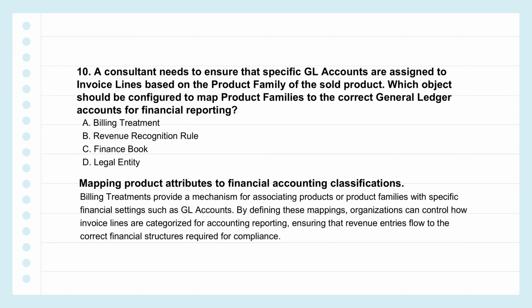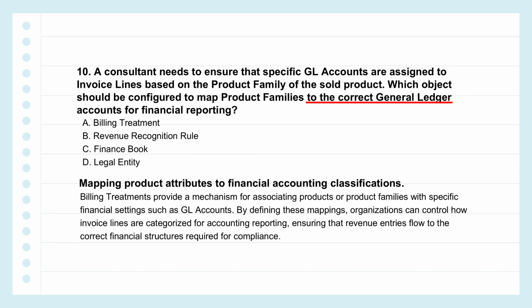The last critical step is financial classification. The business has to ensure every single invoice line is correctly assigned to a specific general ledger account, the GL account, based on the product family. This is essential for compliance. This is where commerce meets accounting.